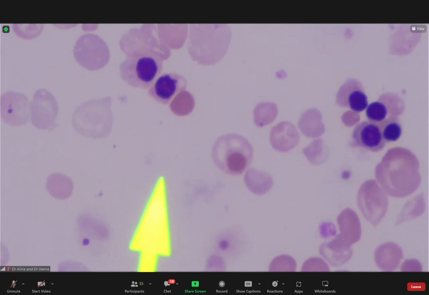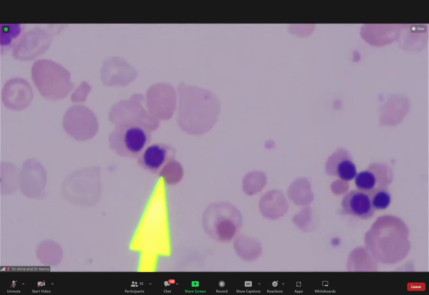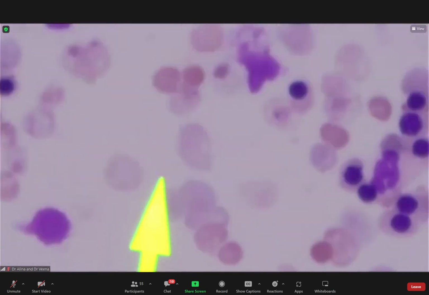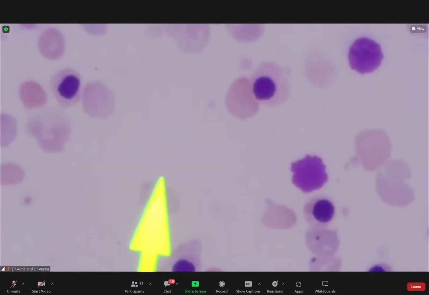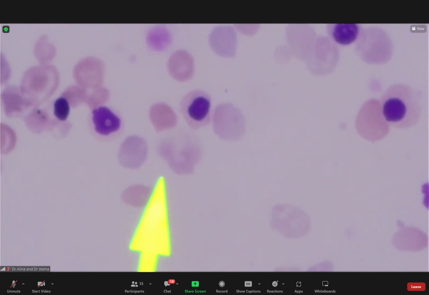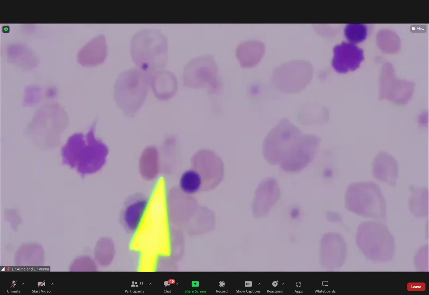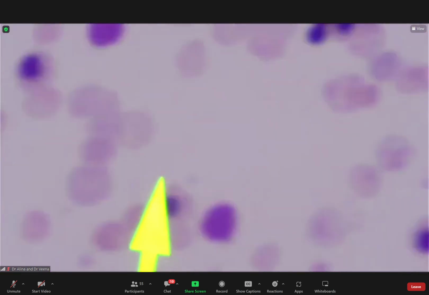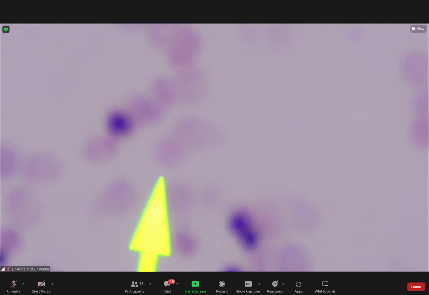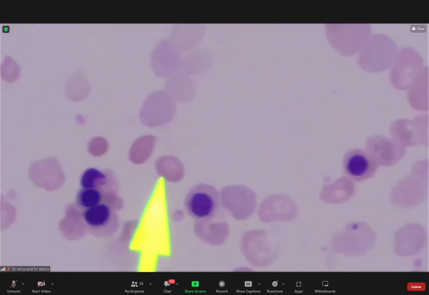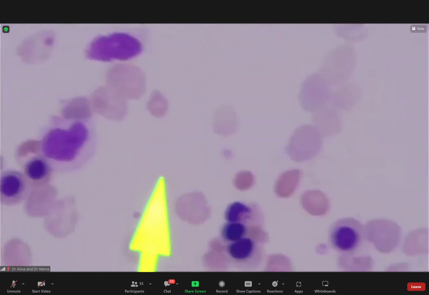Okay. Are you convinced that there's hemolysis in the background? There are some spherocytes. And polychromasia. Yeah, spherocytes.